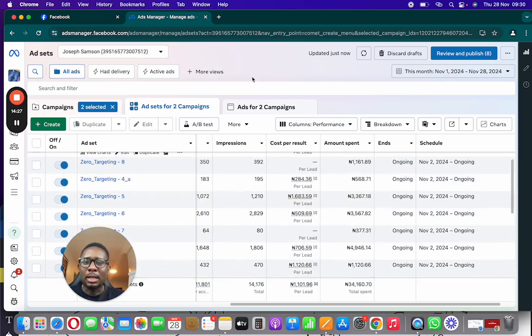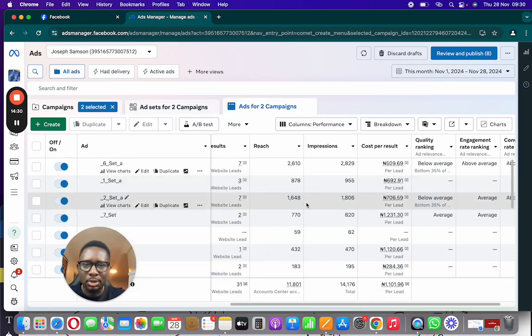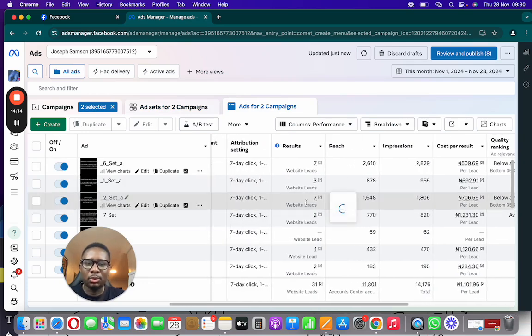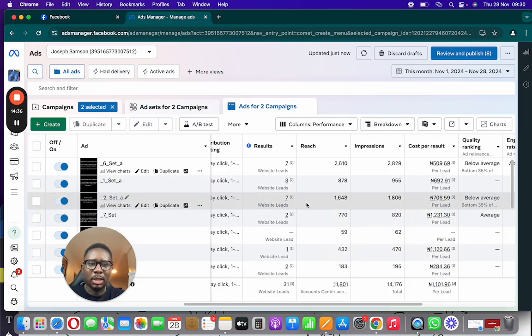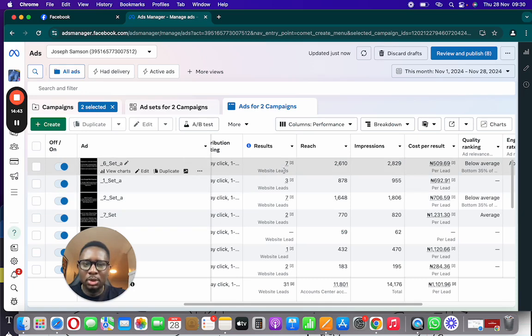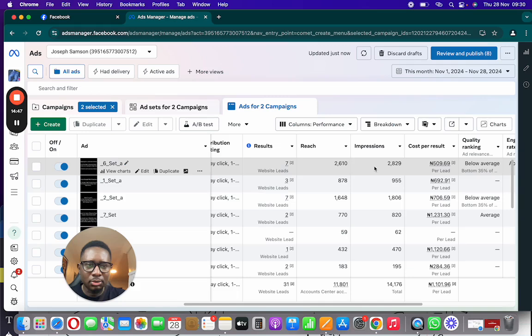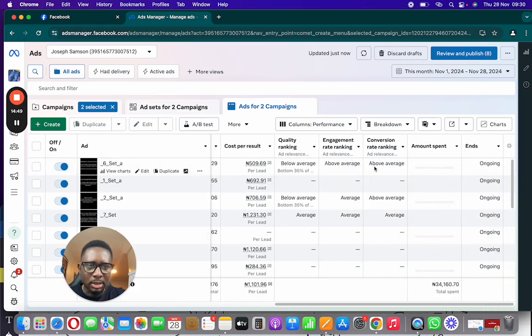Okay, and let's go deeper and look at the results that we got. Basically what I was looking out for was the one that was getting the most leads, the ones that were getting the cheap leads, the ones that were working so well. All right, so this particular one got 7 website leads, the same, you get 2,000 reach. And let's look at the clicks.